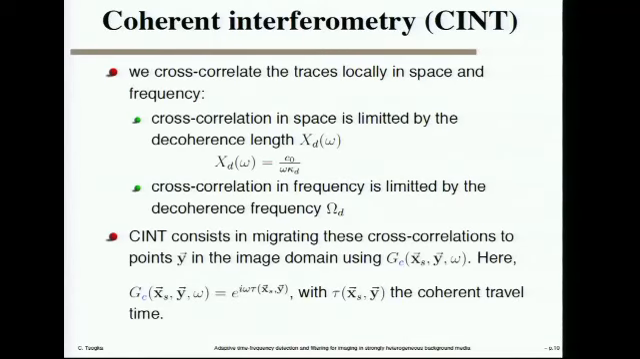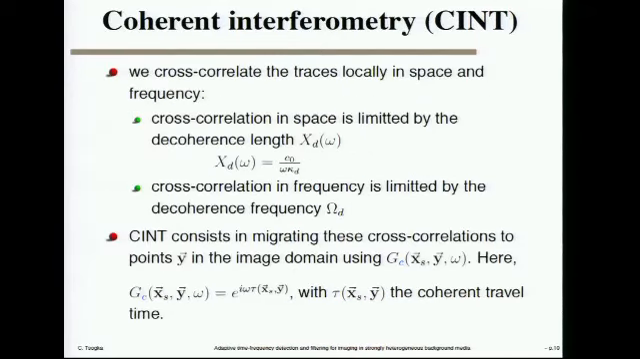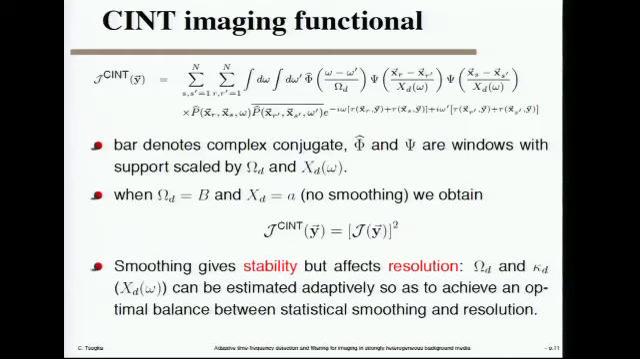Okay, so now this is Kirchhoff migration. So what do we do in coherent interferometry? Basically, instead of back propagating this P, which is the data, we consider cross correlations of the data over appropriate space frequency windows. Why do we do that? Because it is basically a smoothing of the data.